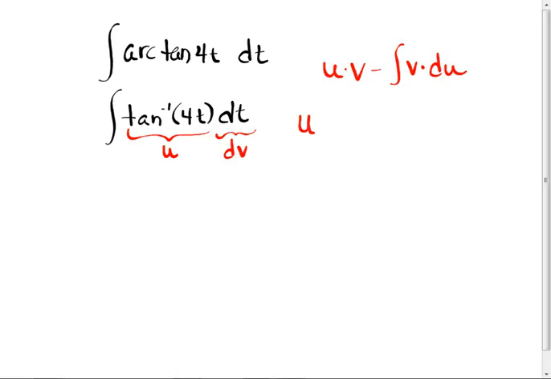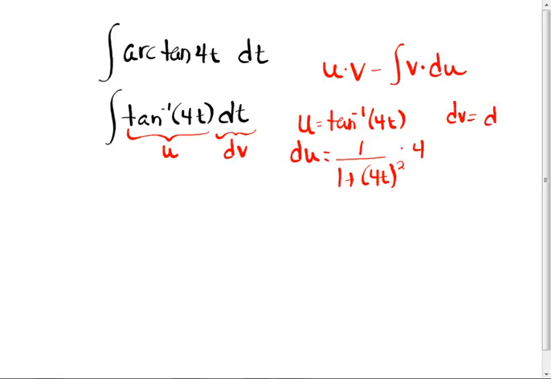So if u is equal to the inverse tangent of 4t, what's its derivative? Remember the derivative of the inverse tangent? 1 over 1 plus x squared, whatever x is. It's 4t squared times 4. And then dv is going to equal dt. So v is just equal to what? t. I guess I'm going to need a couple of substitutions. Okay, maybe it's just one more.